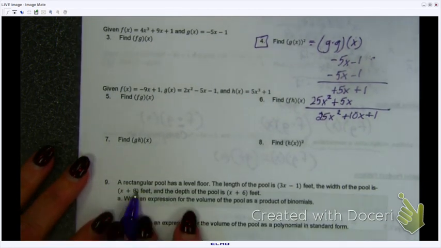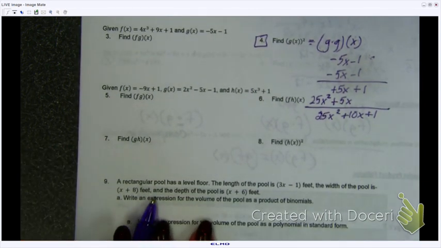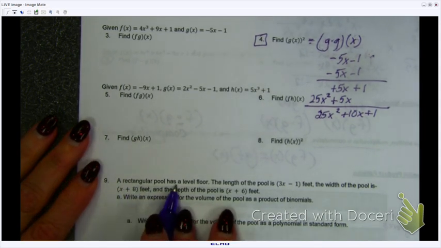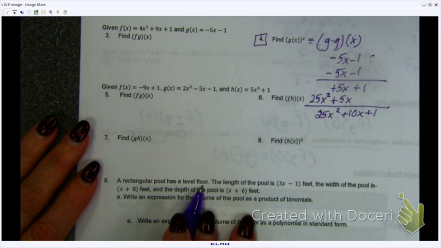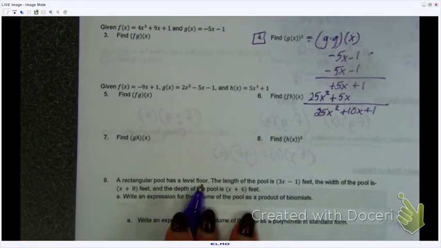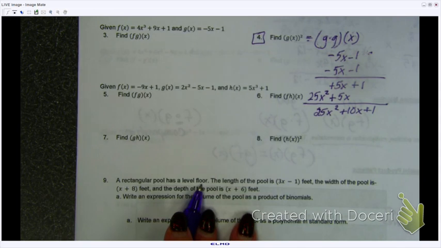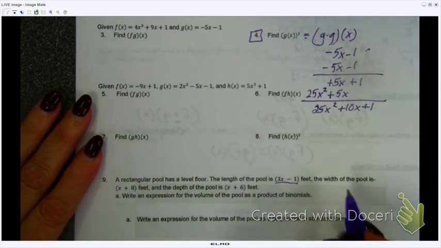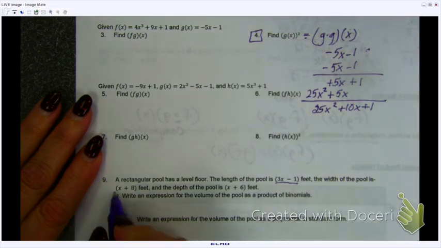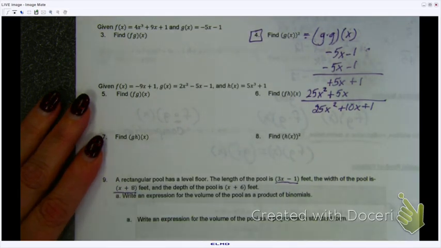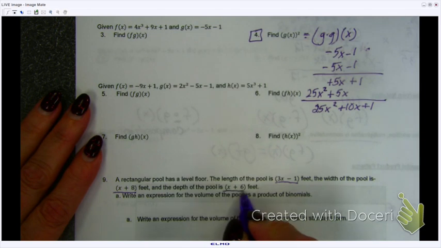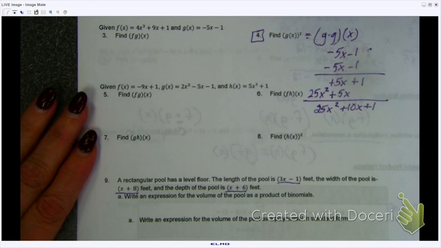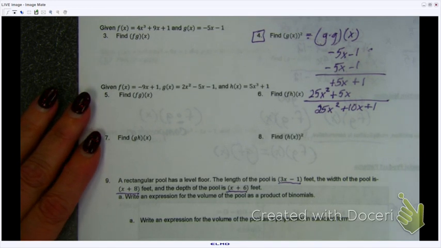The last part is applying this to an application. A rectangular pool has a level floor, so it doesn't go down and have a diving board. The length of the pool is 3x minus 1 feet, the width of the pool is x plus 8 feet, and the depth of the pool is x plus 6 feet. Write an expression for the volume of the pool as a product of the binomials.